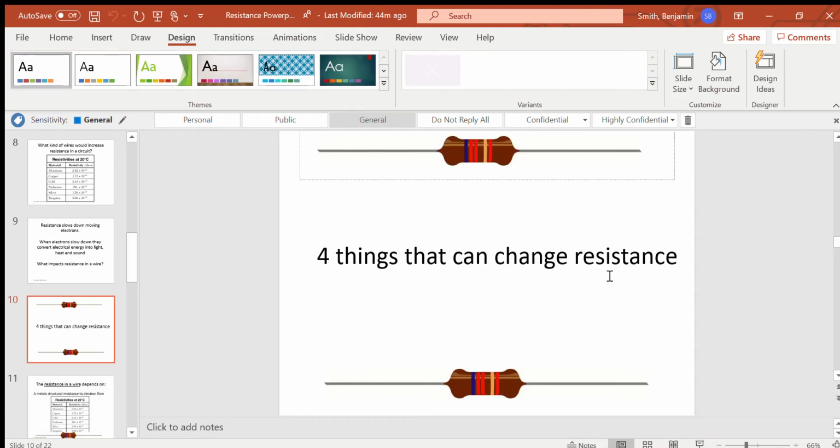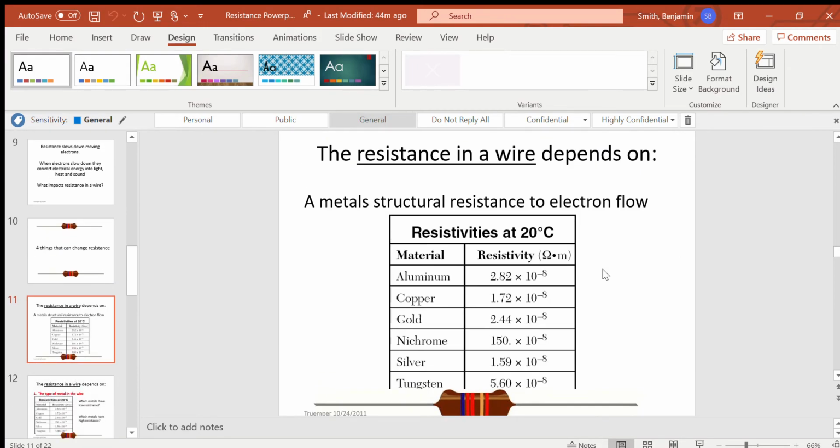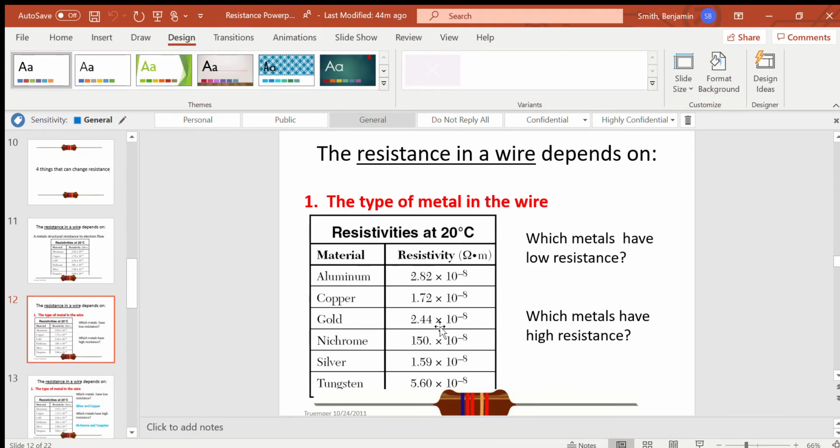So the 4 different factors that can affect resistance. One, like I said earlier, was the type of material. So choosing your material wisely can change how much resistance your circuit has. And this is why light bulbs are made out of a very specific material to increase that resistivity and allow the light bulbs to glow.